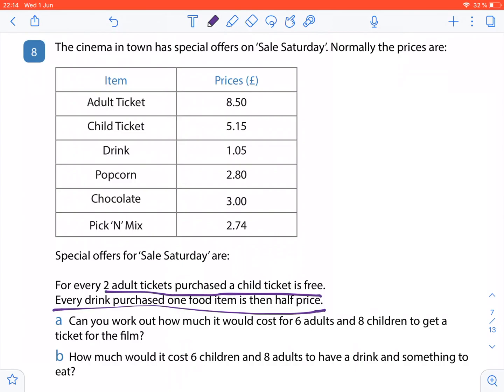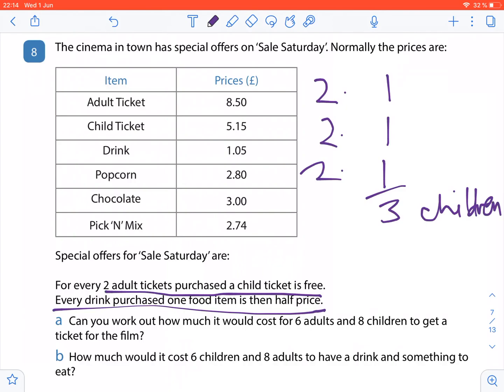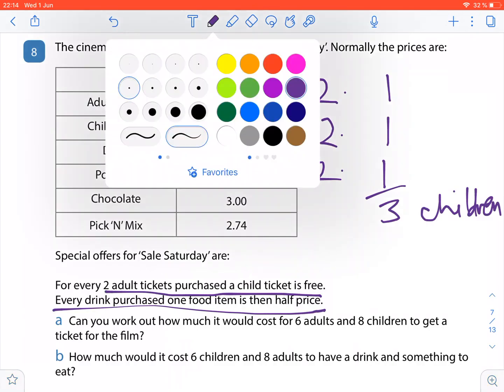So for every 2 adults, 1 child is free. So for 6 adults, so 2, 4, 6, that means that 3 children will go free. Okay, so the adults are going to pay full price.